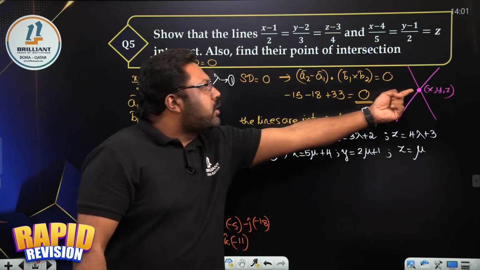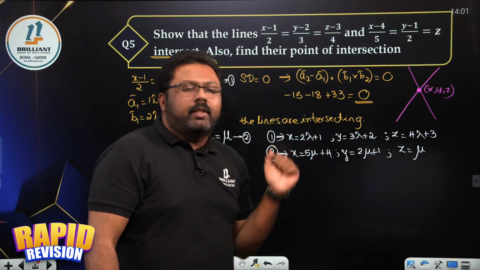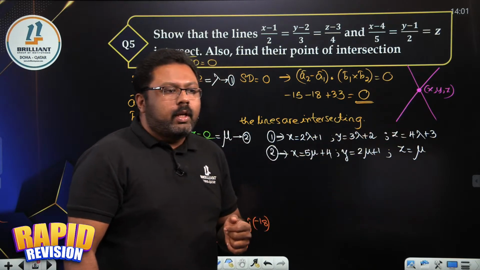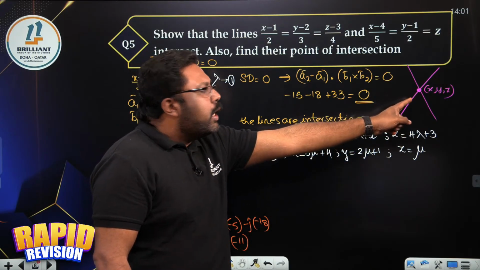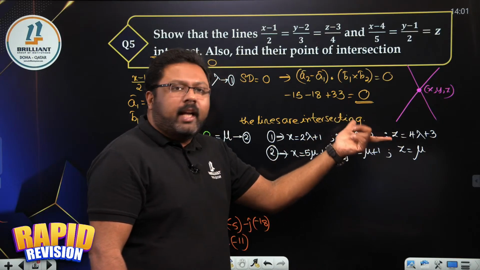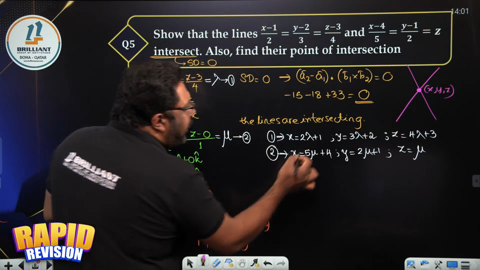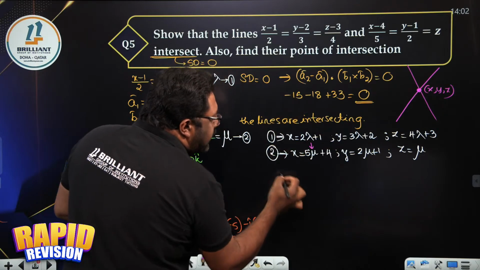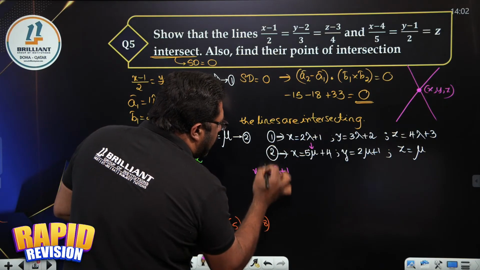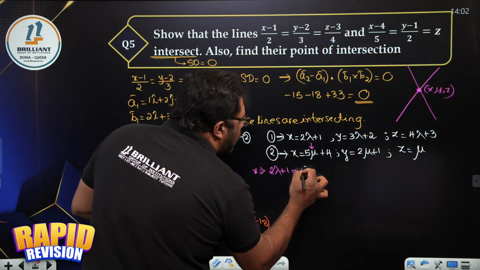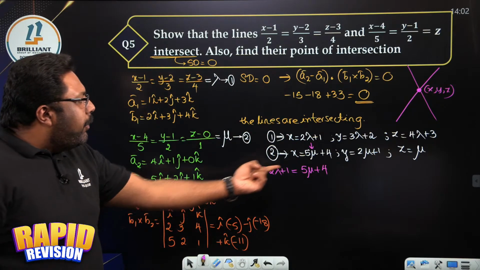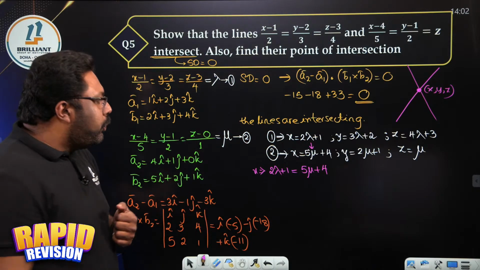And that point is common to both the lines, my dear students. This particular point is common to both the lines. So you just look at it. You can see that XYZ belongs to both the lines. So I can simply compare these two. Can I say 2 lambda plus 1 is equal to 5 mu plus 4.